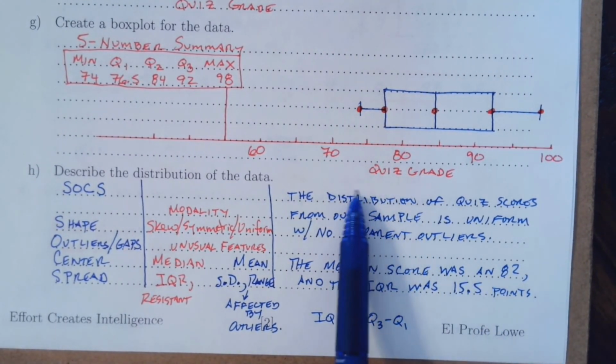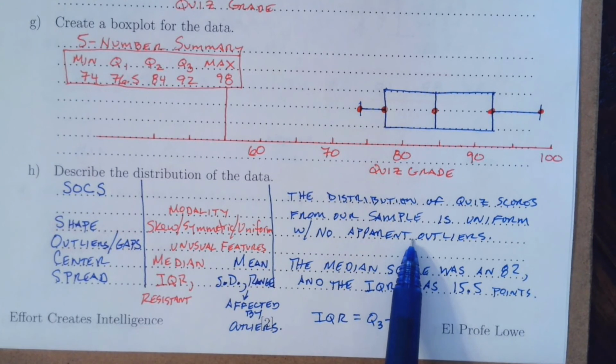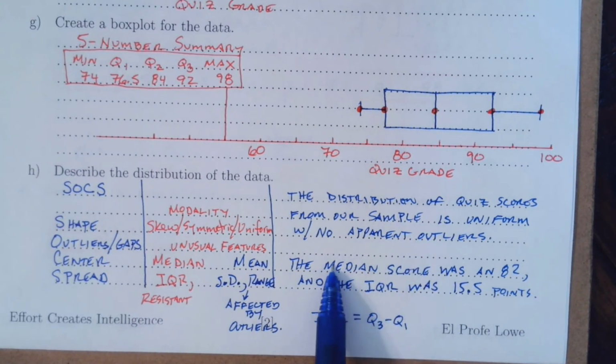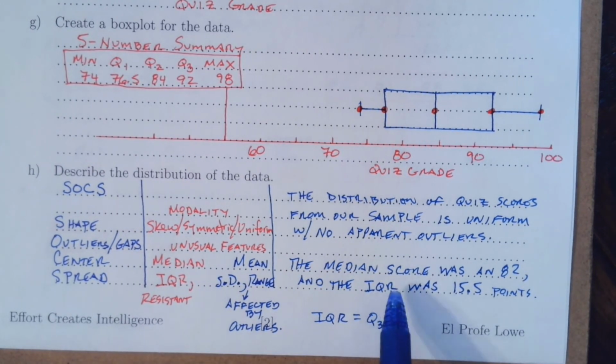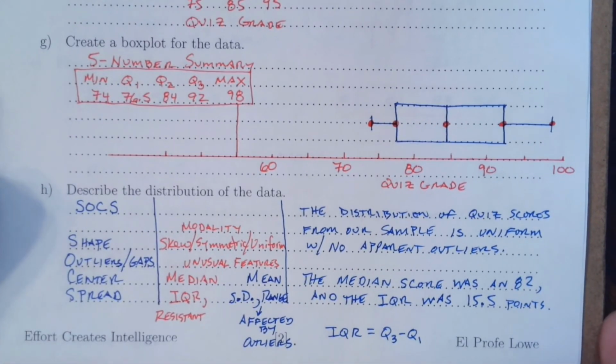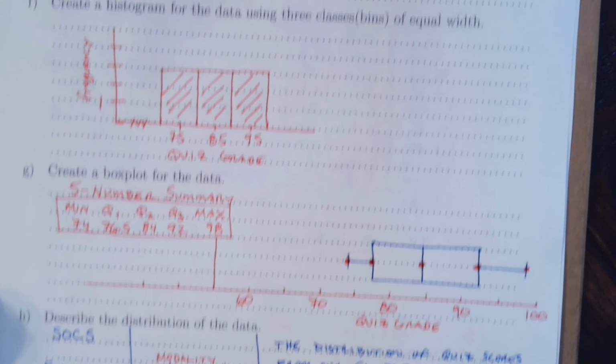We include our shape. We include any unusual features, or if there are no outliers. We include information about the center, in this case the median, and we include information about the spread, in this case the interquartile range. Note that the range or the interquartile range is a single number. So that gives us a little bit more on analyzing and displaying quantitative data.